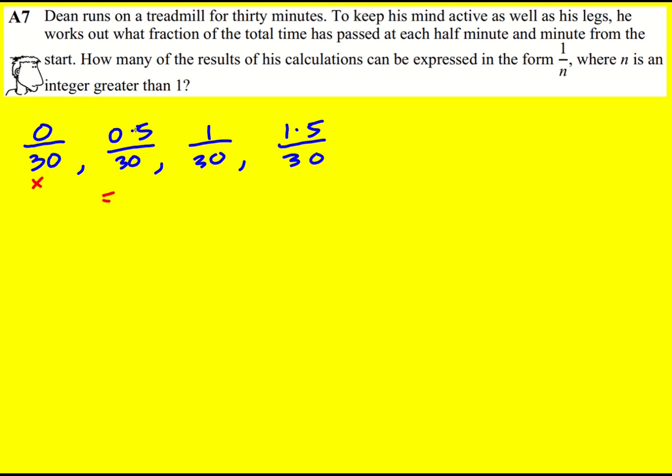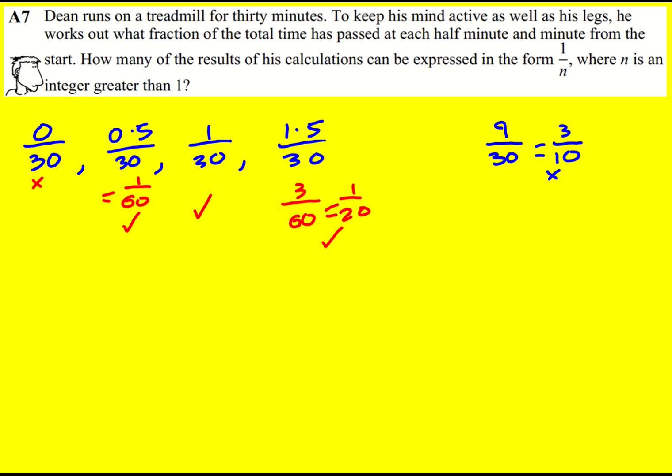The second one I could times top and bottom by 2 to make it 1 over 60, so this would work. Then here we've got, well, it's 2 over 60, but actually it's just 1 over 30, so this is okay as well. I can times top and bottom here by 2 to give me 3 over 60, but it actually simplifies to 1 over 20, so lots of these early ones can be simplified to 1 over n. But if we just take one sort of later on, say 9 over 30, then I would cancel this down to 3 over 10, but that cannot be written in the form 1 over n.